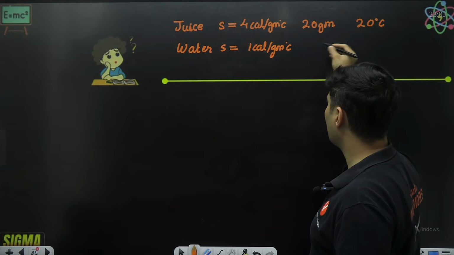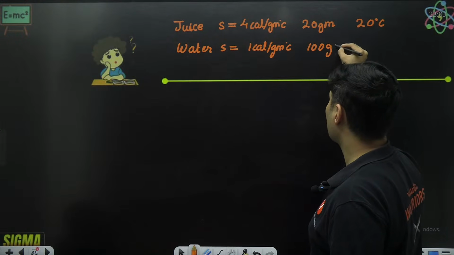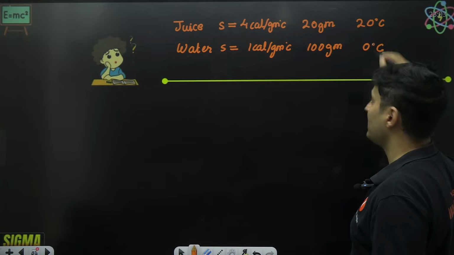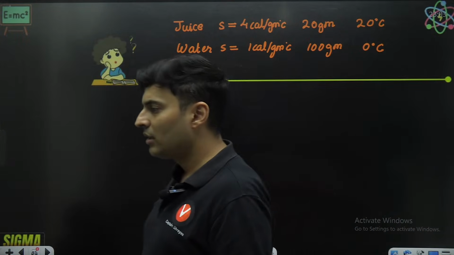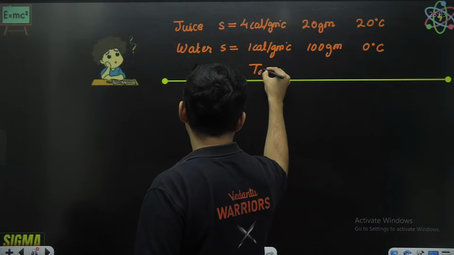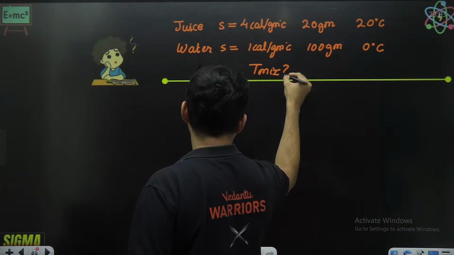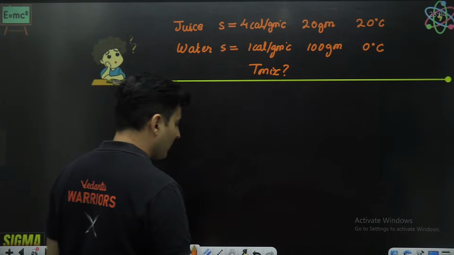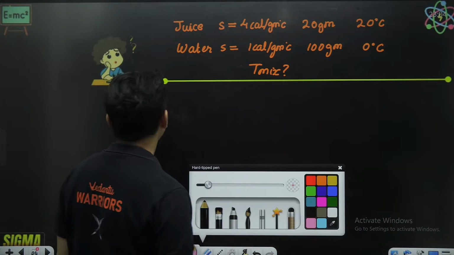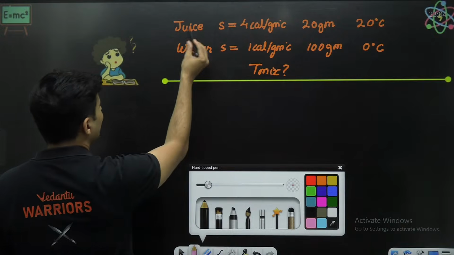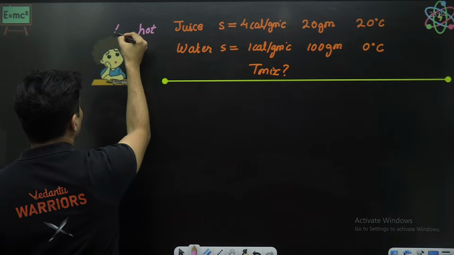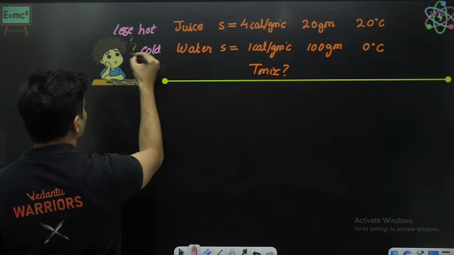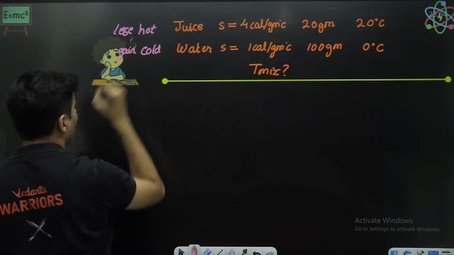You mix a lot of water, maybe you mixed 100 grams of water, and let's say the water right now is at 0 degrees Celsius. You are just taking it out from the freezer. Question is, what is the final temperature of the mixture? First of all, let me just see who is hot, who is cold here. The juice is hot, so it will lose heat, and the water is cold, so it will gain the heat.